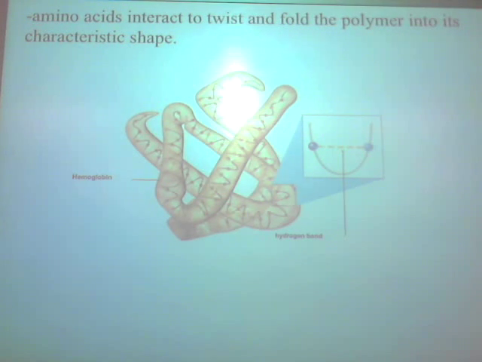You know, hydrogen bonds are weaker than the covalent bonds actually holding the backbone of this protein together.